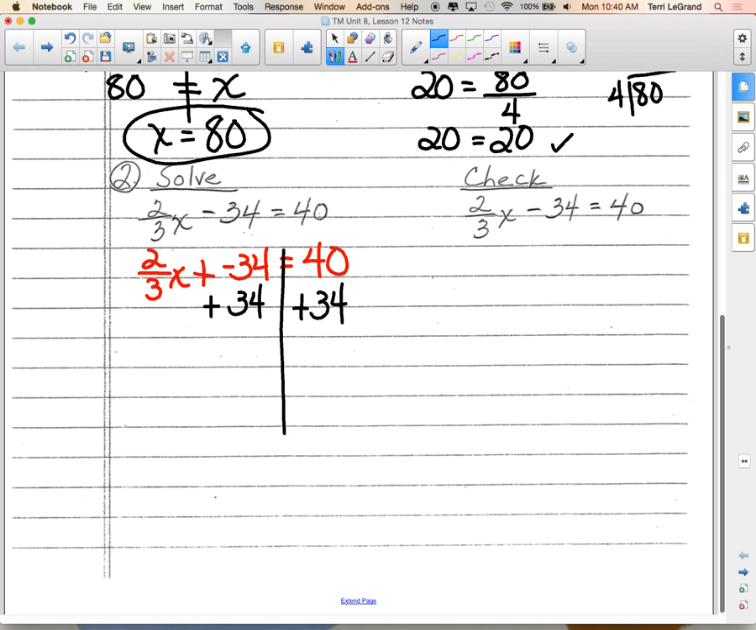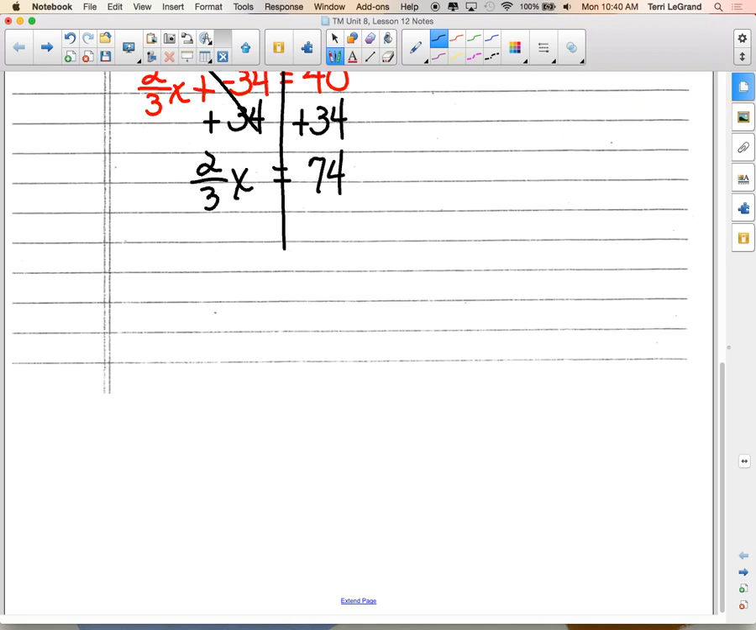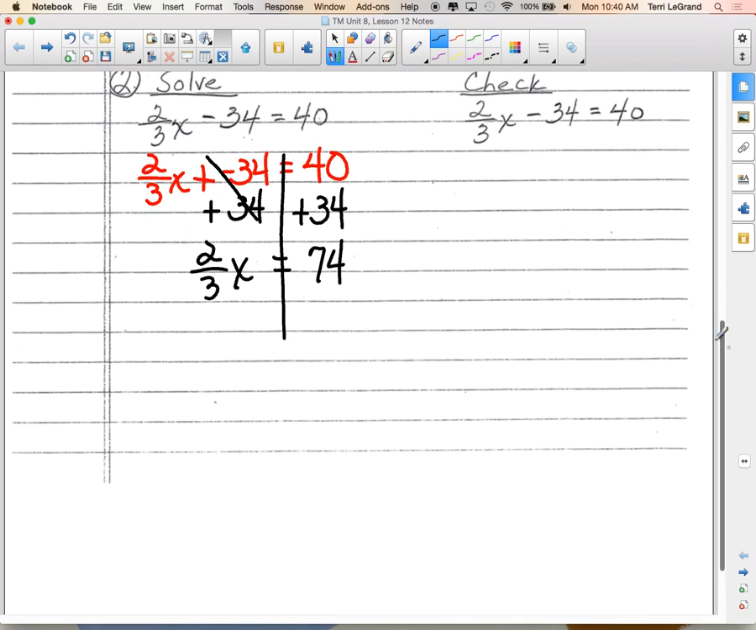And on the left side of the equation, that's going to zero those guys out, isn't it? We're going to have a 2/3 x left equal to what? 74. Okay. Now what am I going to do? What do you think we should try next? Harley? Do the reciprocal.